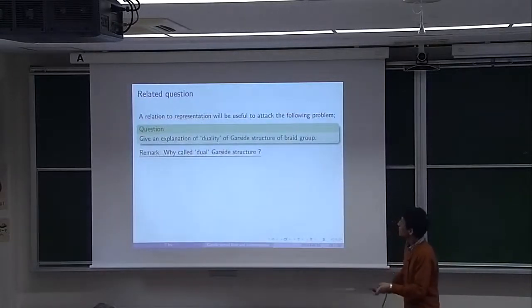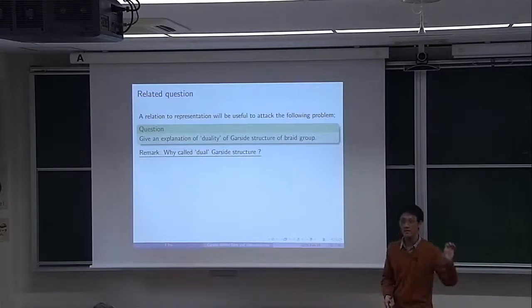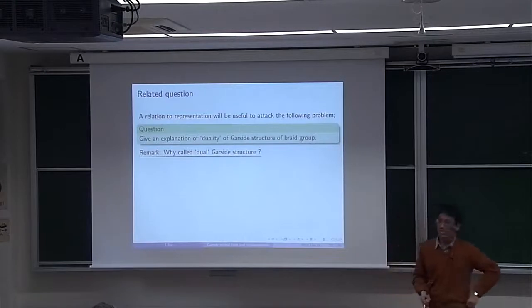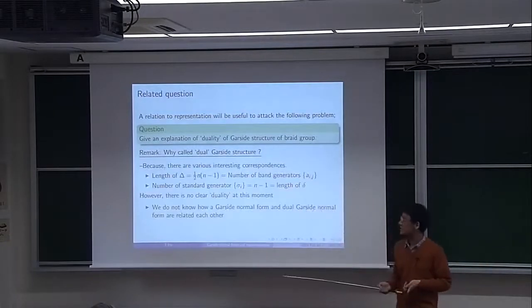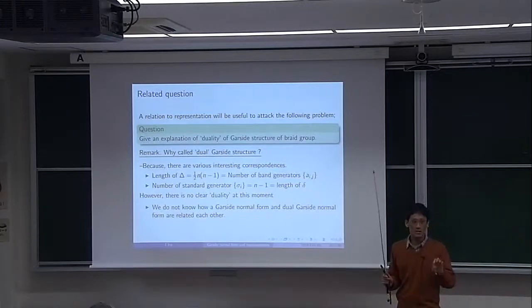This representation point of view will be useful to attack the following problem. In this talk, I say that there is a classical Garside structure and a dual Garside structure. So one may have a question: what do I mean by dual? Unfortunately, the answer is quite weak. We say dual Garside structure because there is a quite interesting correspondence of numerical data.